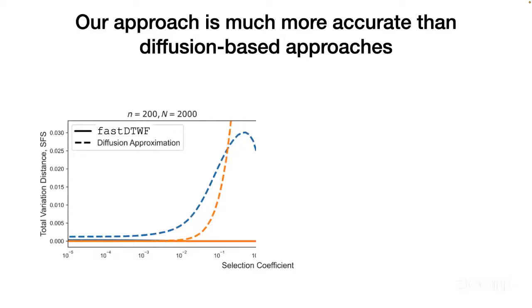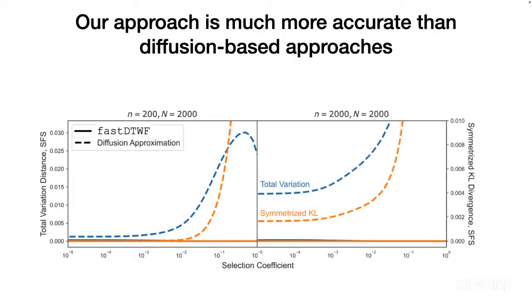Okay, we implemented this. We compared this to a diffusion approximation, and it's significantly more accurate than the diffusion approximation. So here are different selection coefficients, and these are different measures of accuracy. High is bad here. And so you can see that our approach is quite accurate across the whole range of selection coefficients, whereas the diffusion approximation really breaks down for strong selection. And the diffusion approximation also breaks down for large sample sizes. So if you sample essentially the whole population, even when selection is weak, the diffusion approximation is quite bad.